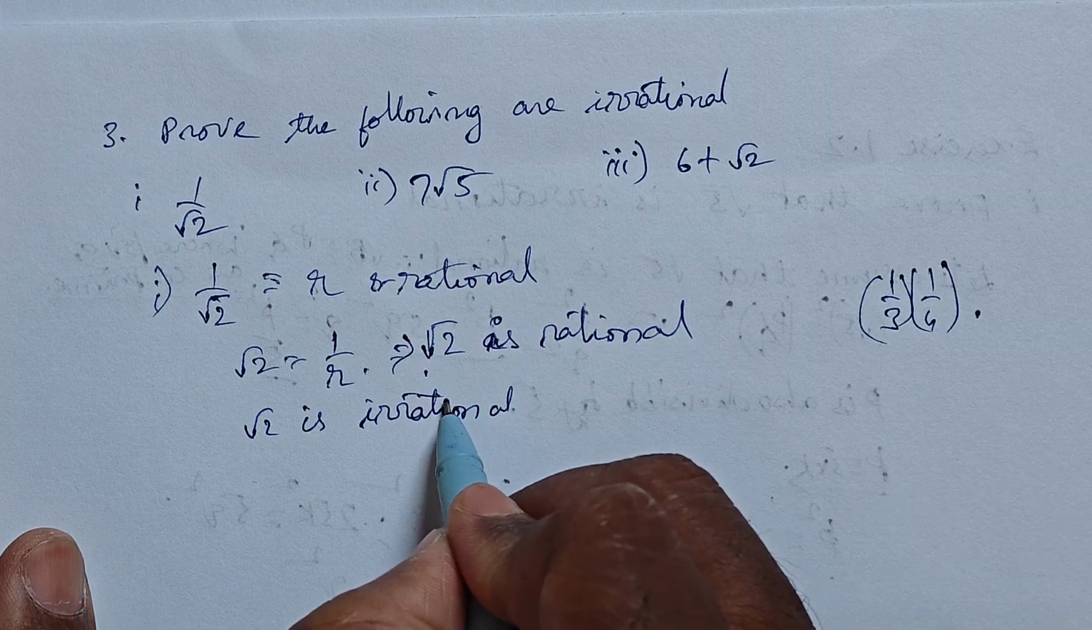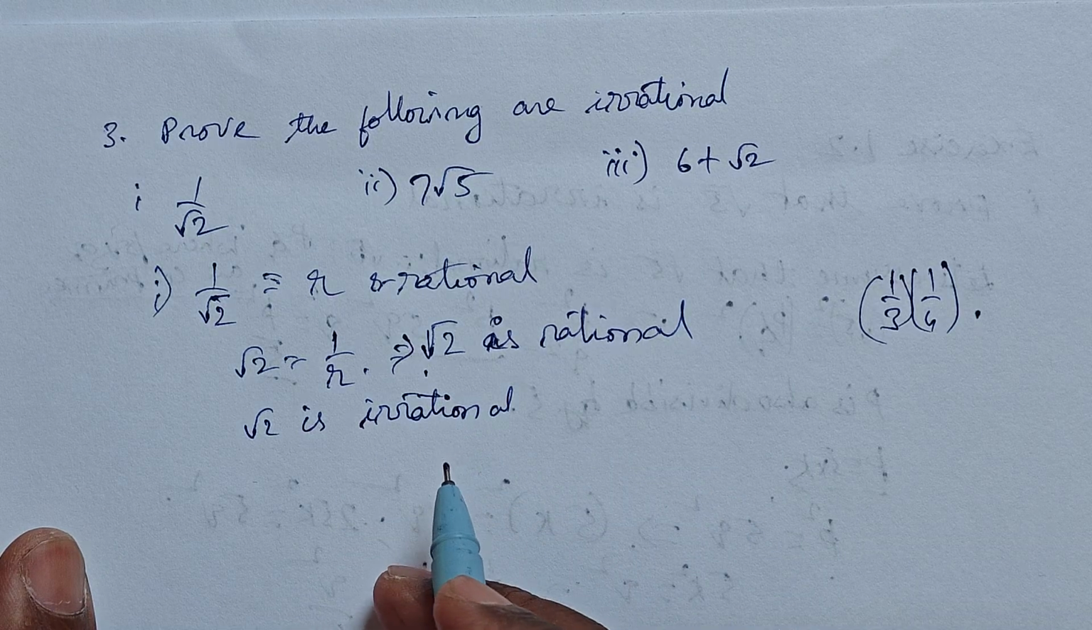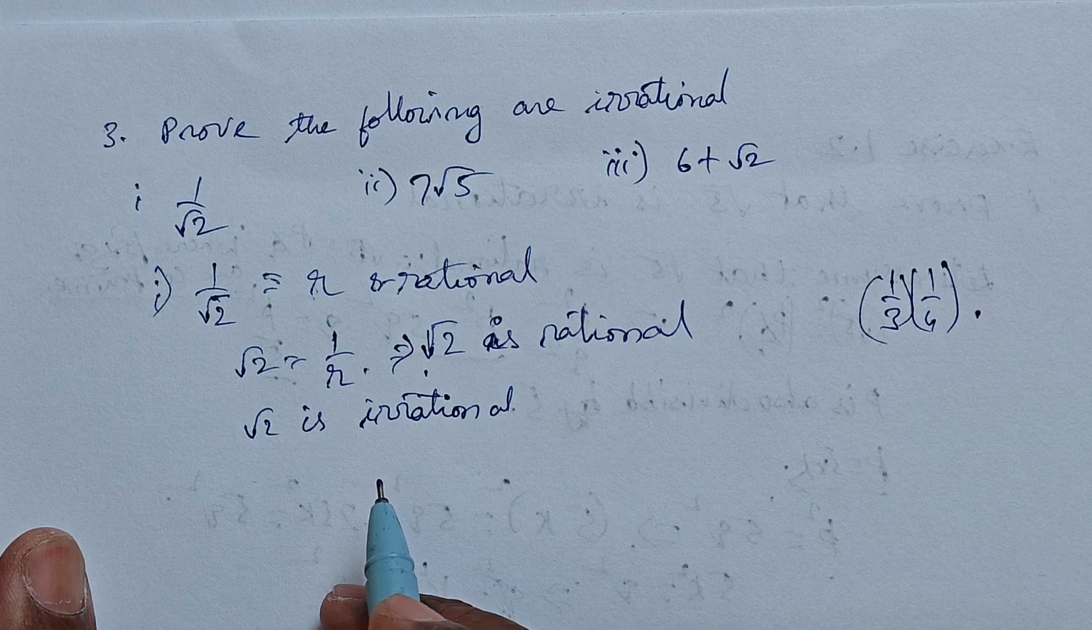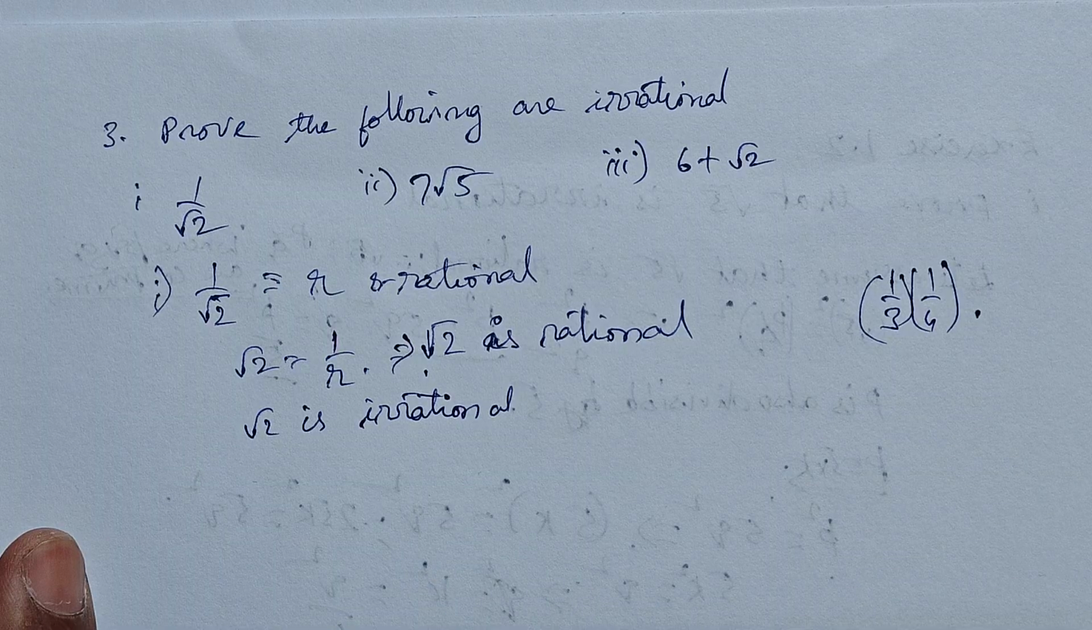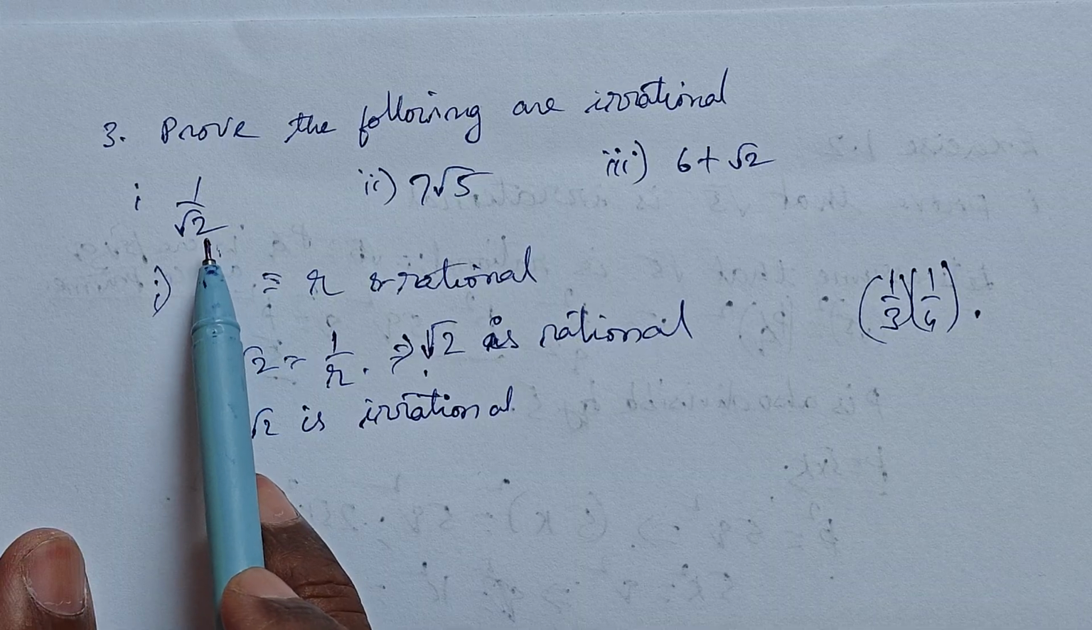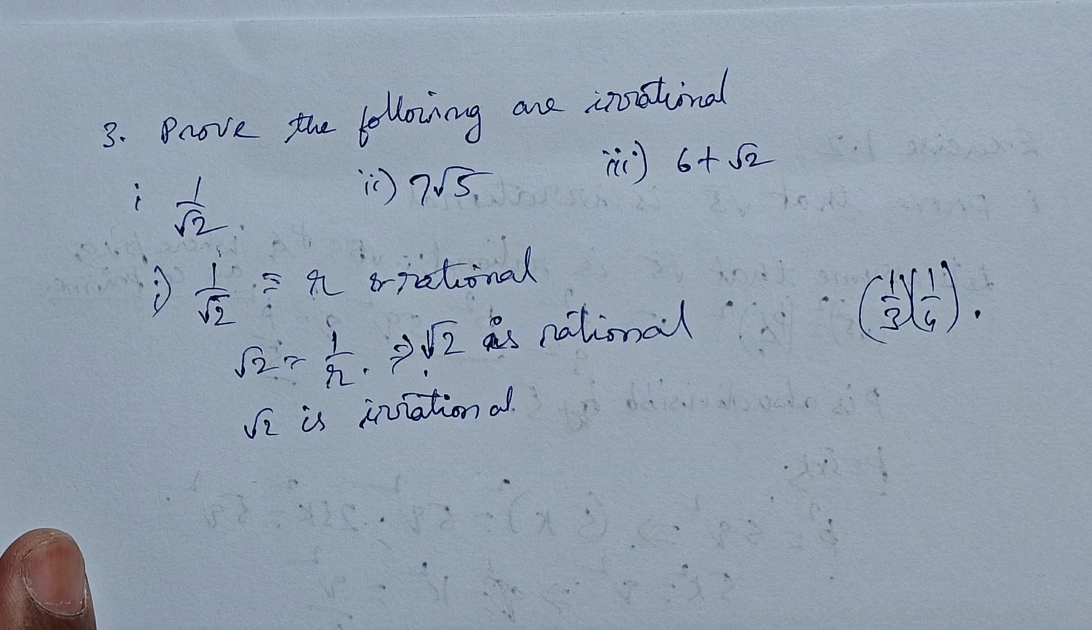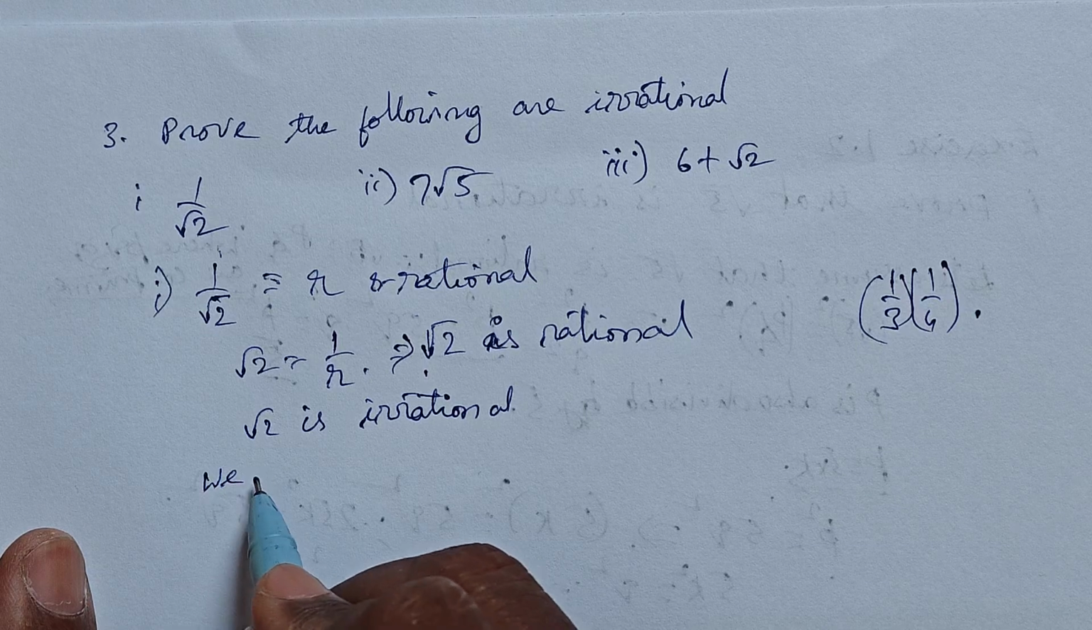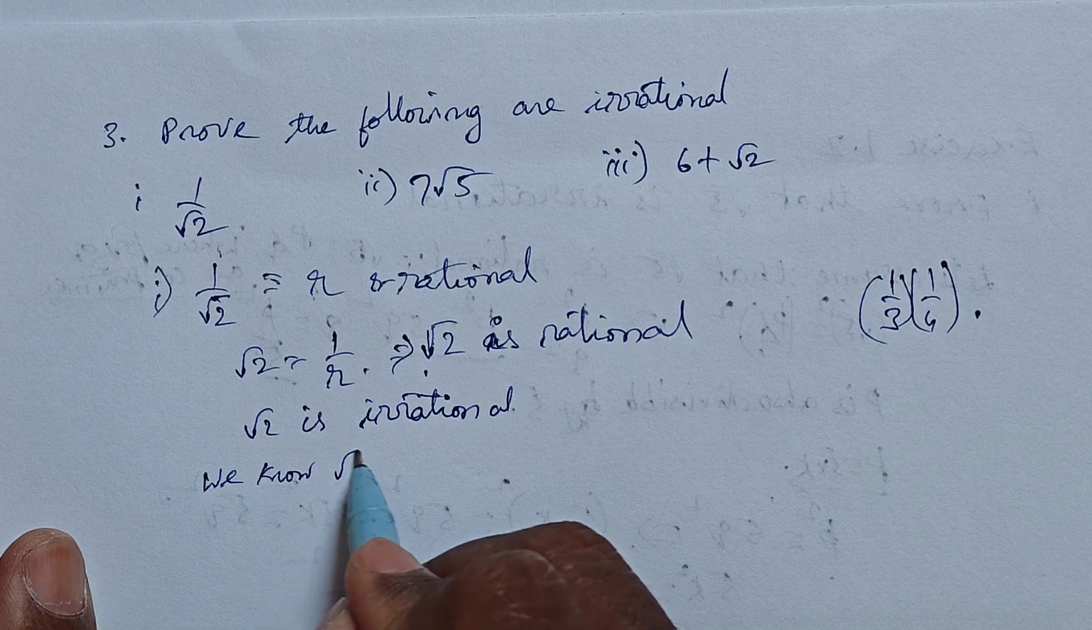Remember, how do we know this before this problem? If they are asking to prove root 2, root 3, root 5 as irrational numbers, then you are going to assume the contradictory method. But here the expectation is that when they ask this kind of question, you already know root 2, root 3, root 5 are irrational numbers. You don't need to prove them again. So we know root 2 is an irrational number.